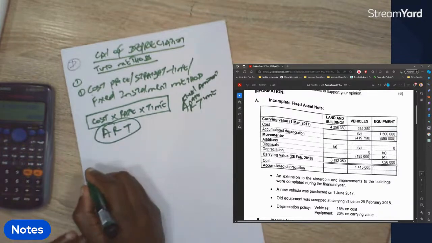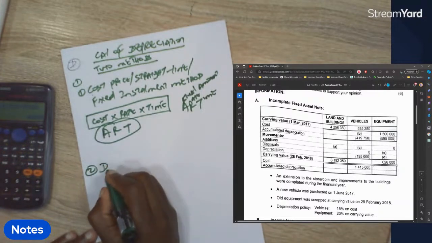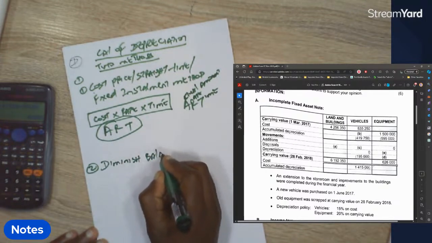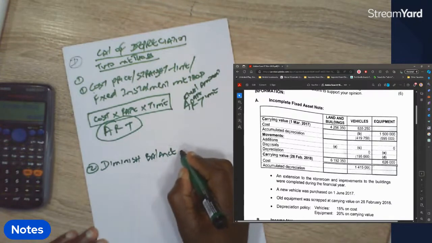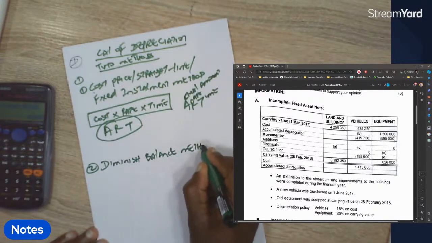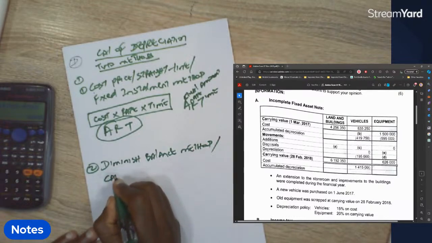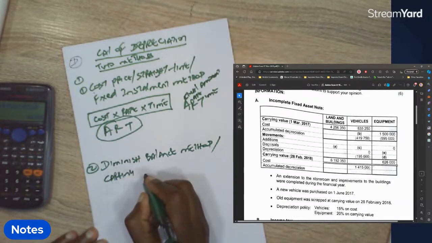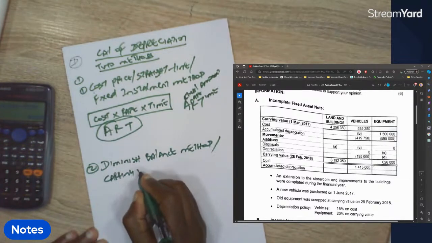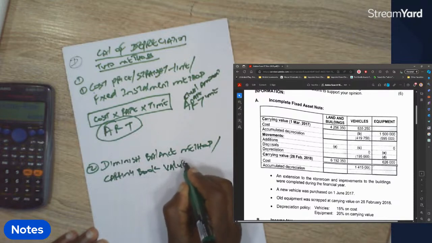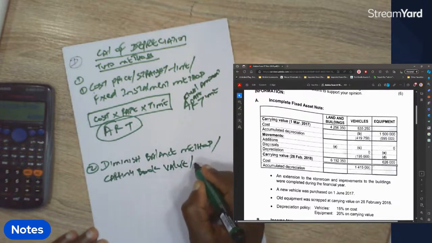And then there is another method called the diminishing balance method, right? Or we call it carrying book value, or just book value.